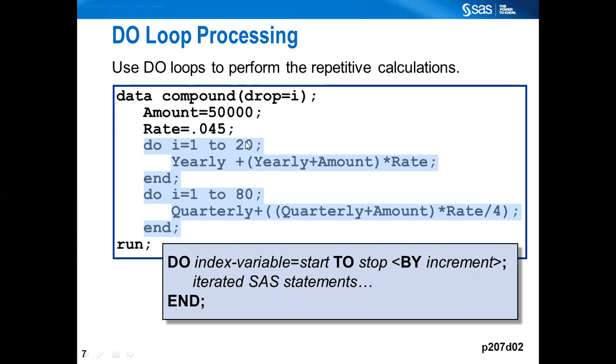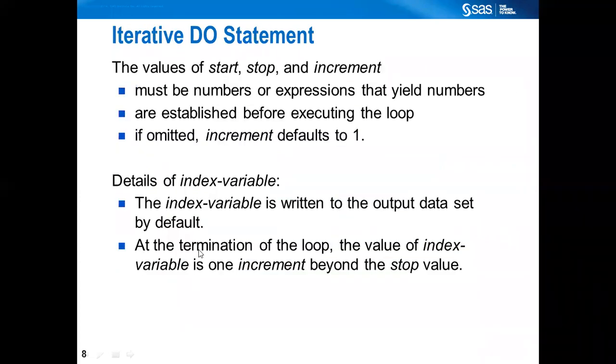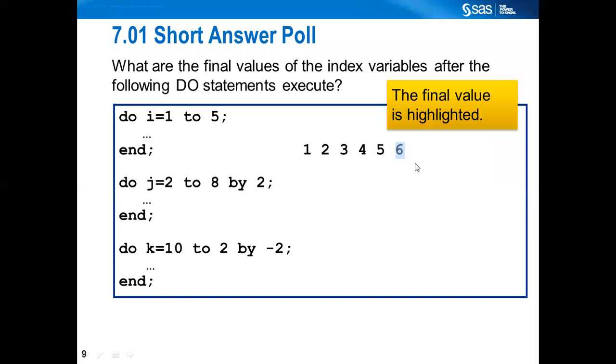Now, how will it understand that it is out of the loop? When I value is 21, it checks: is it within this range? No, then it comes outside this loop and reads the other statements. That's what it was telling, that at the termination of the loop, the value of the index variable is one increment beyond the stop value. So look here. When it finished processing for I to 5, when it comes to end, by default it is its nature to increment by 1. Hence, the I value at the end of this loop will always be beyond your stop value.